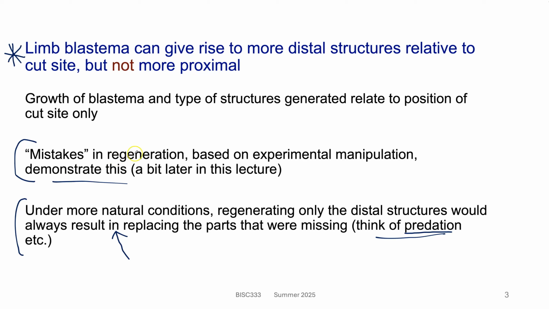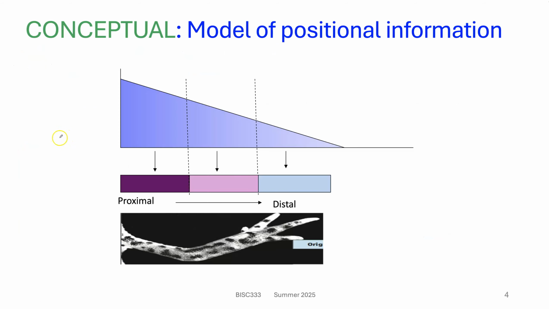Okay. So the blastema grows at the site of the wound, and the type of structures that are generated relate to the position of the cut site, and they are always the more distal structures. So this is the thing to think about.